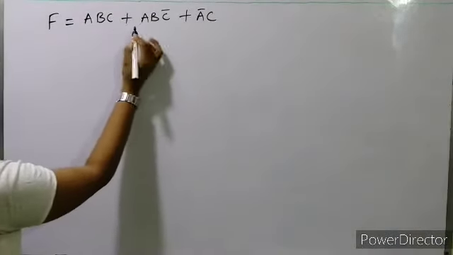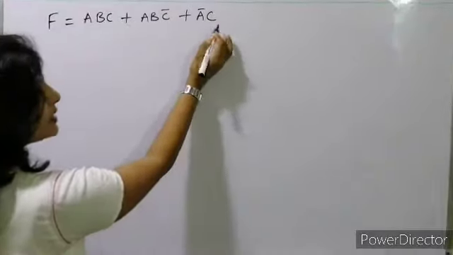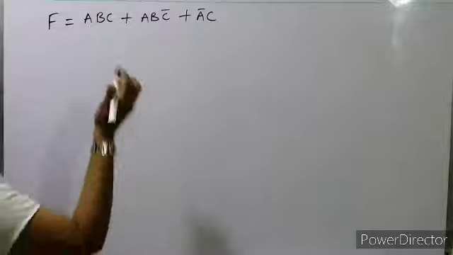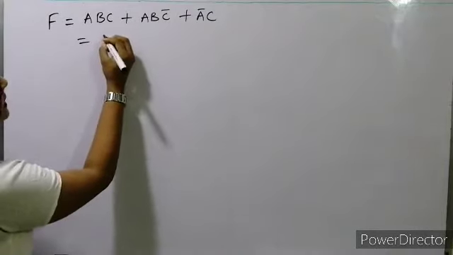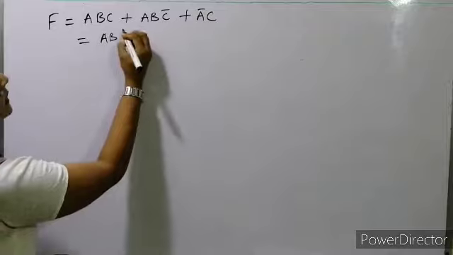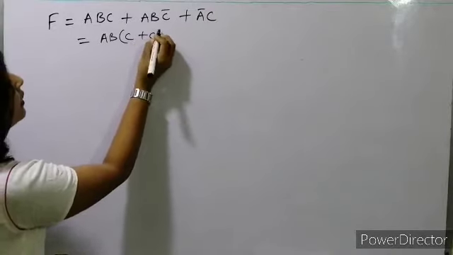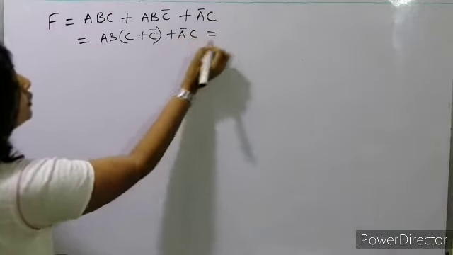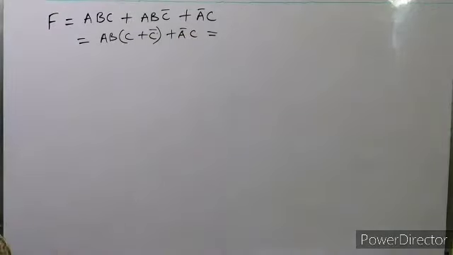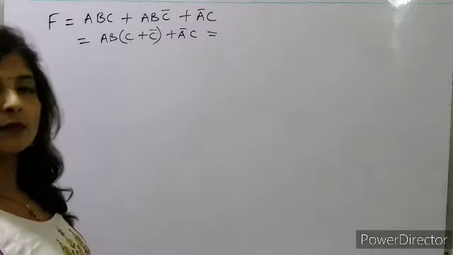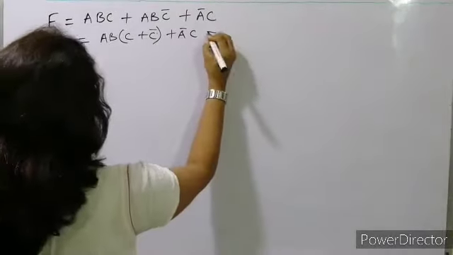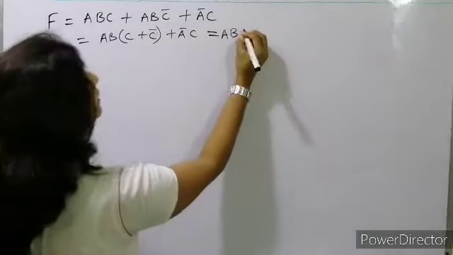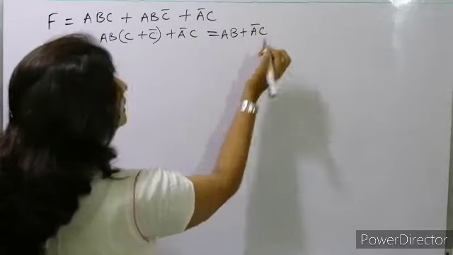F is equal to ABC plus ABC bar plus A bar C. Okay, now first of all we can see AB is common, so we'll simplify this. We take AB common, so C plus C bar will be there, plus A bar C. C plus C bar means 1. Whenever we are adding anything with its inverse, we'll get 1. So AB into 1 is AB. AB plus A bar C, this will be the answer.